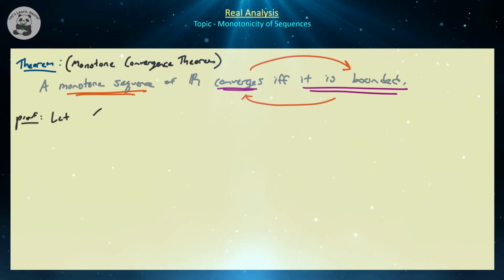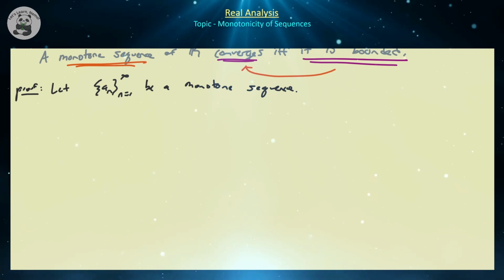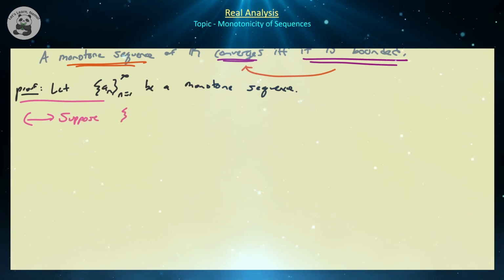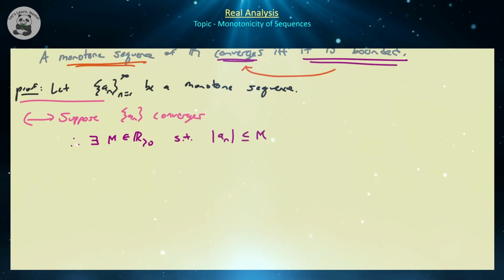So we're going to begin by letting a sub n, from n equals 1 to infinity, be a monotone sequence. So it can either be increasing or decreasing. I don't care which one it is, right? So let's see if we can prove this direction. Suppose that a sub n converges, right? So one of the theorems that we proved last time when we first started talking about sequences is that if this sequence converges, that means there exists an M in the set of positive reals such that the absolute value of a sub n is less than or equal to M. So that's the bounded convergence theorem for sequences, right? So if it converges, that means it's bounded, both above and below, right?